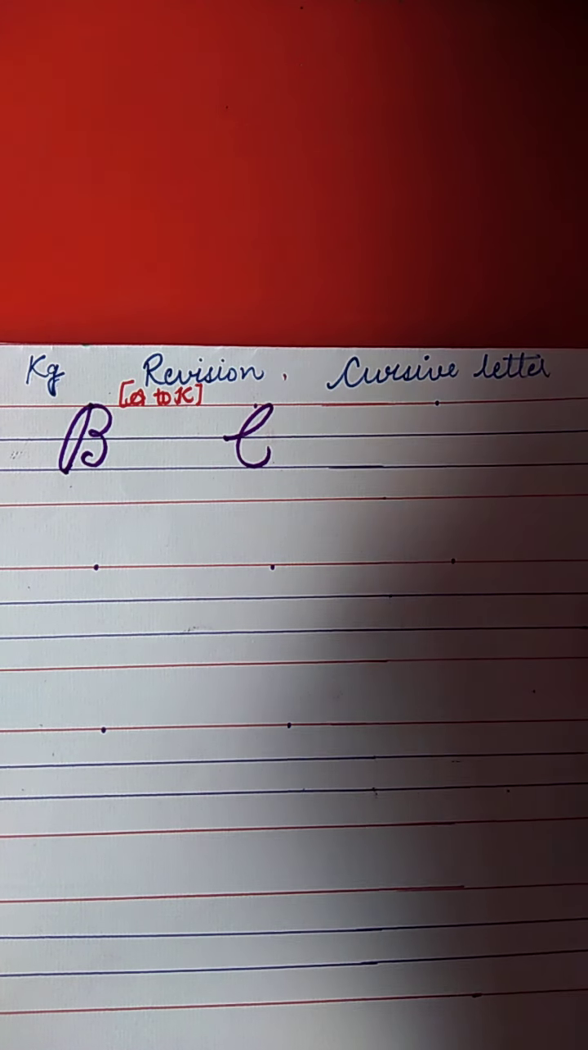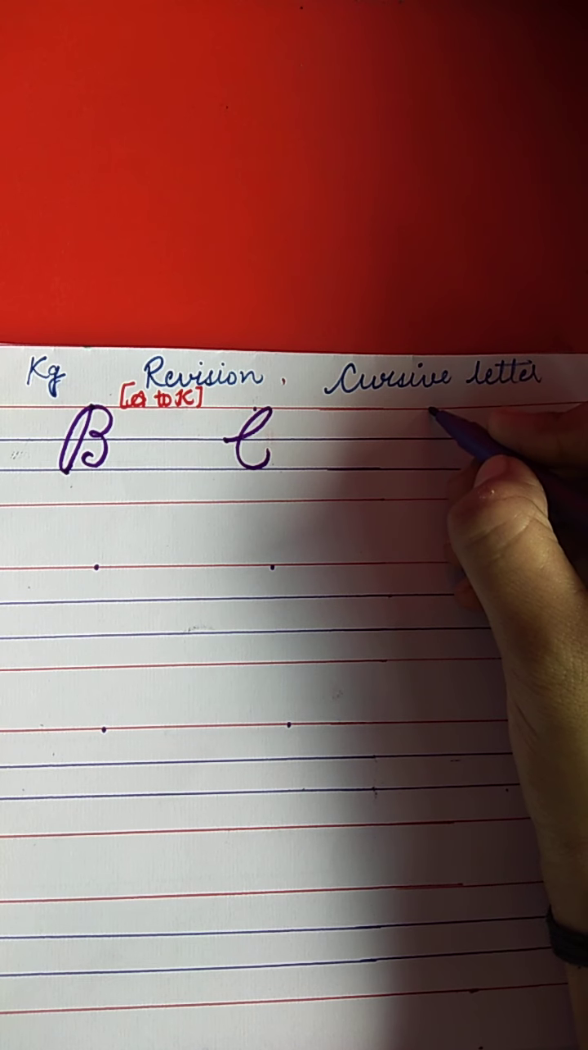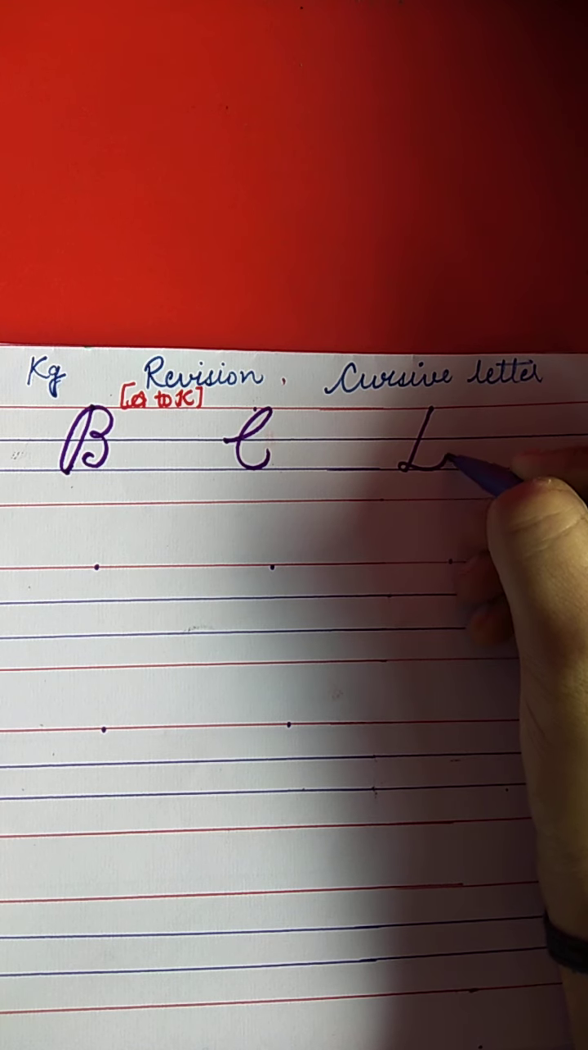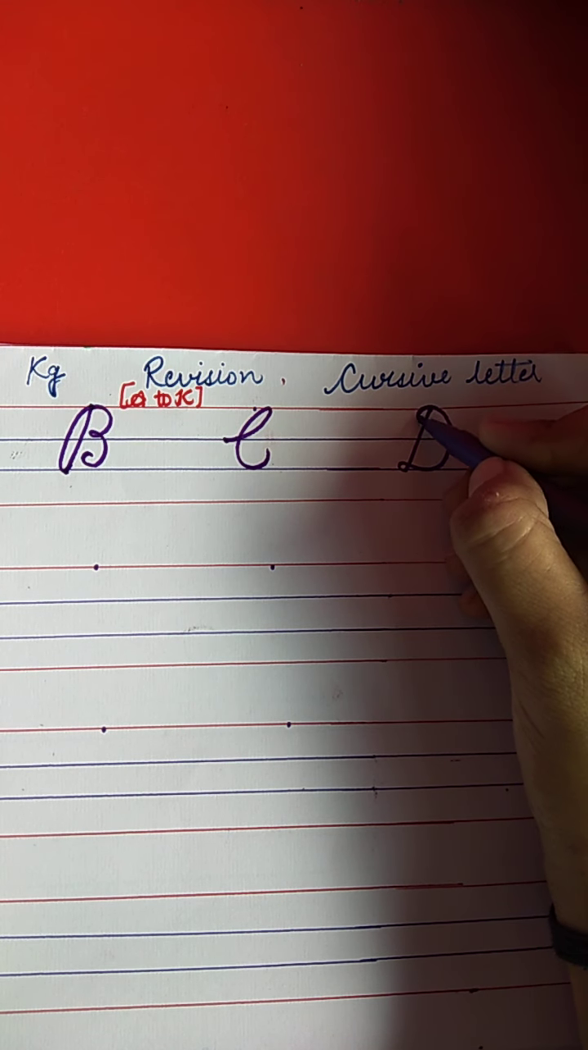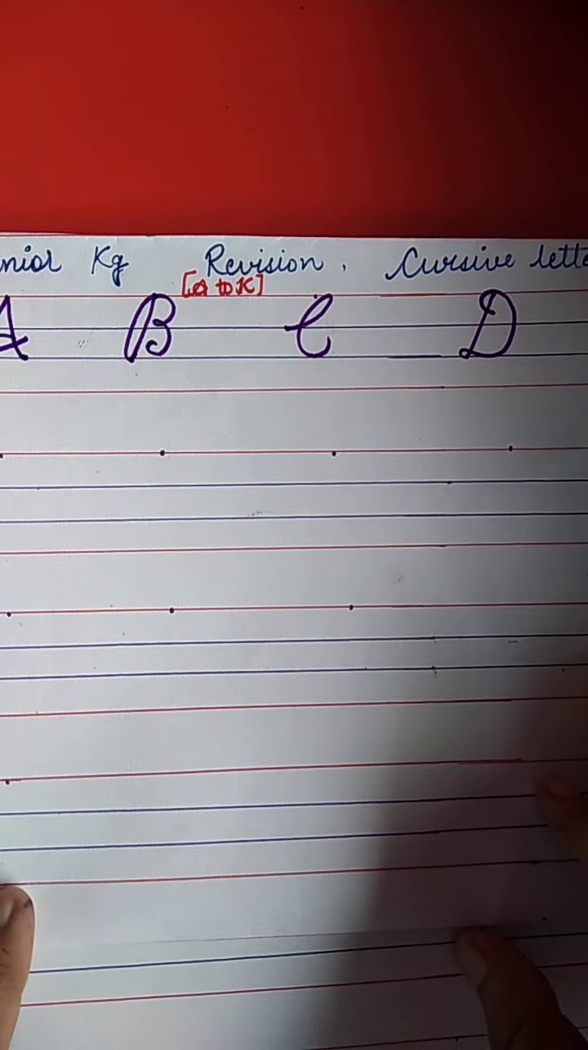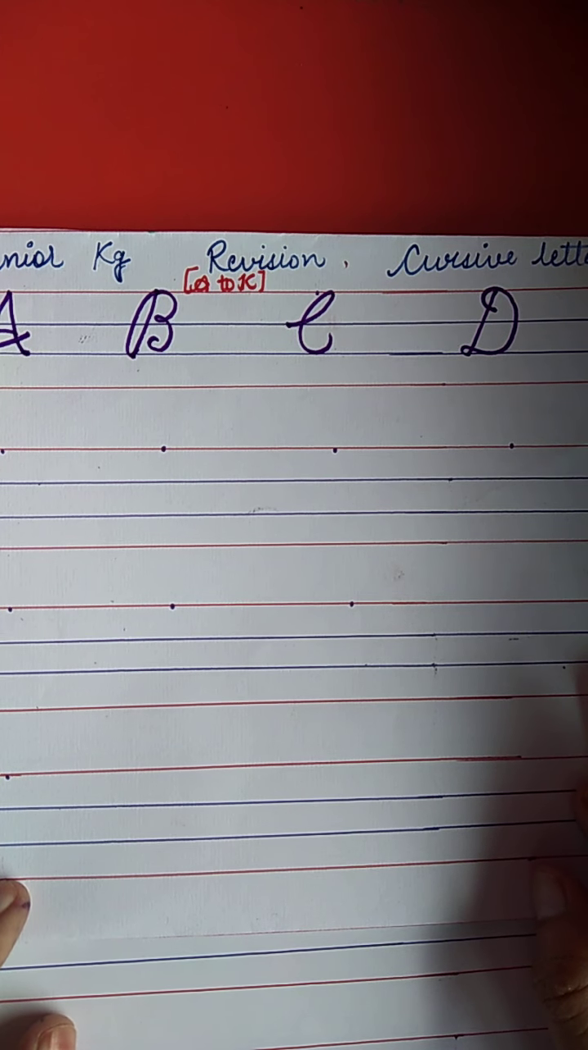Now C for cat के बाद D for duck. D for duck. Put your pencil on a dot, draw a slanting line, a loop, then a semicircle and stop here. This is letter D. D for duck. What is the spelling of duck? D-U-C-K, duck.